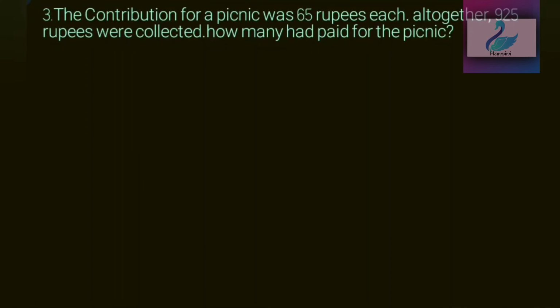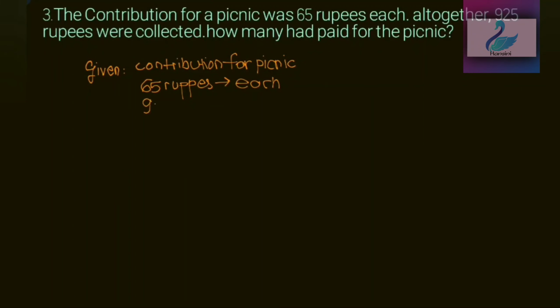Let's solve the third sum. The contribution for a picnic was 65 rupees each. Altogether 925 rupees were collected. How many had paid for the picnic fees? Here the rupees for picnic contribution is given and the total amount collected for the picnic is given. You have to find how many people had already paid for the picnic. Now, already paid, you have to find the quotient.